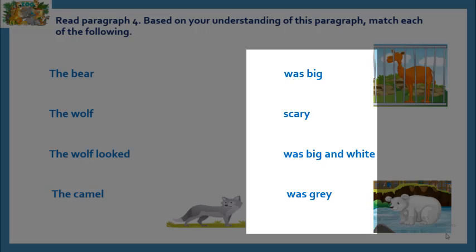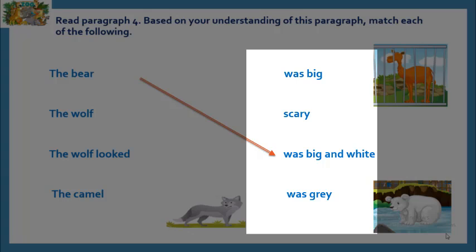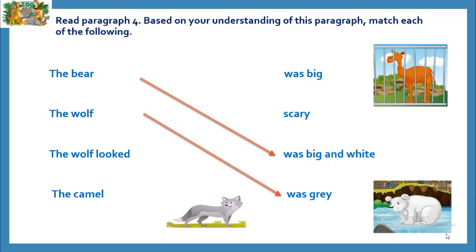The bear was big, scary, was big and white, or was gray? Good! The bear was big and white. The wolf was big, scary, or was gray? Excellent work! The wolf was gray.